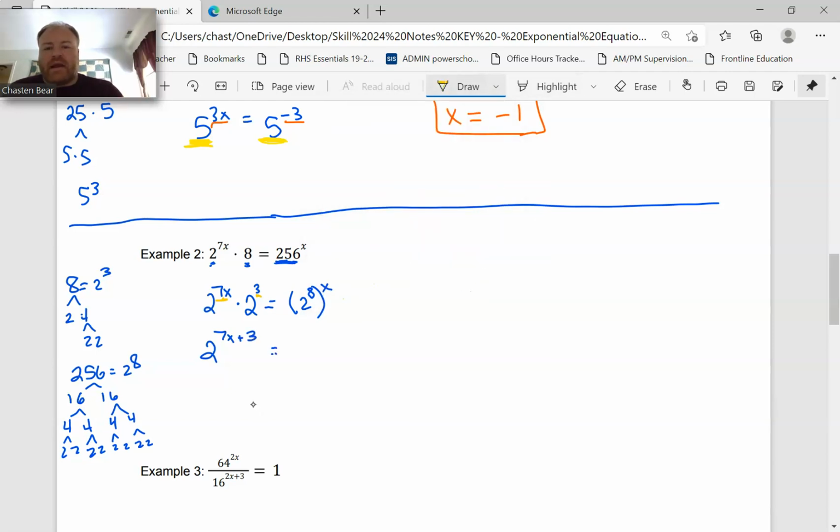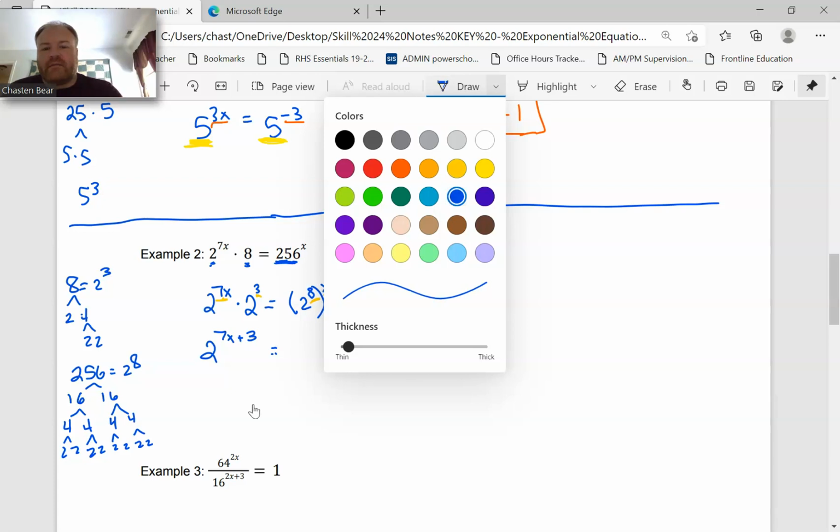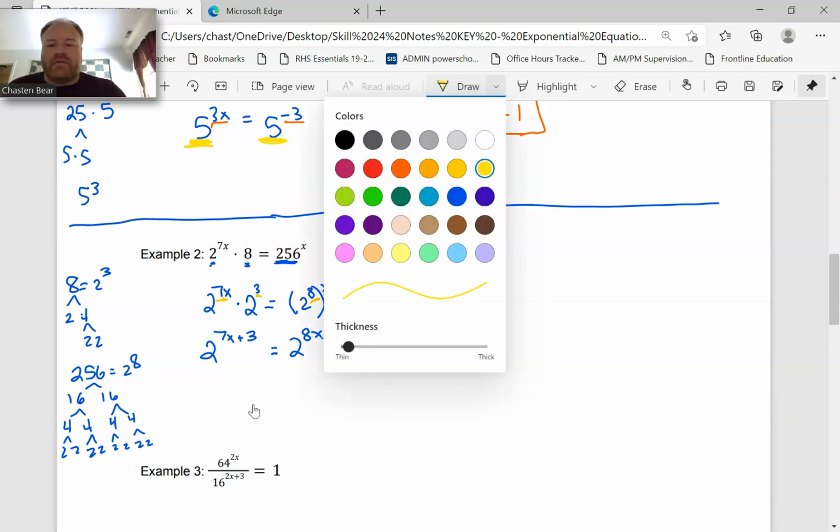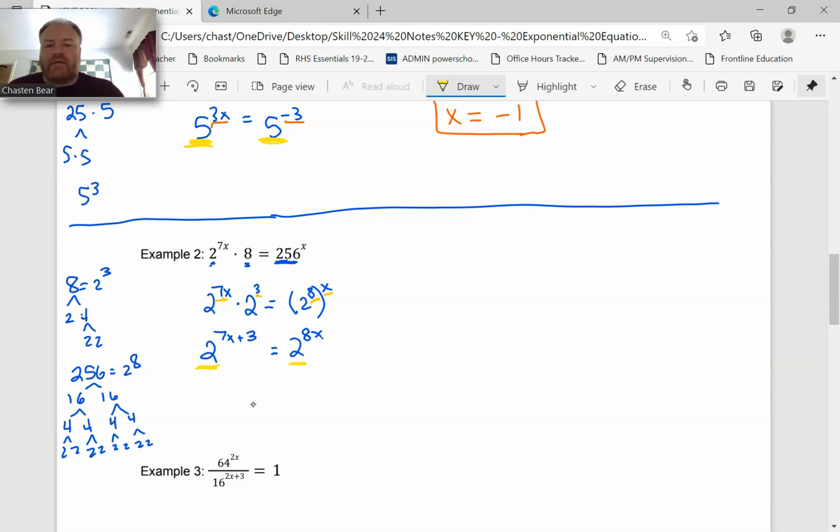And on the right side, I have a power to a power, so I'm going to multiply the 8 times x, and that's going to give me 2 to the 8x power. So now you can see on both sides of the equation, we have the exact same base written, so all we have to do now is set the exponents equal. So we have 7x plus 3 equals 8x. So solving this out, I'm going to subtract 7x from both sides. I like to keep my x positive. 8x minus 7x is just 1x, which is just x, so x equals 3.